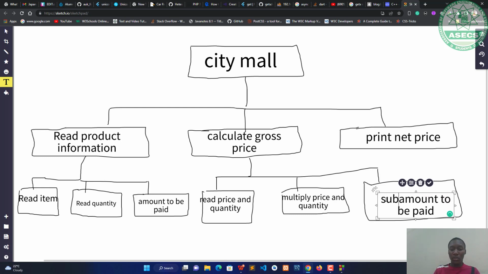Okay, subtract gross price from, and that's all I guess. So this is what we should do. We should subtract gross price.